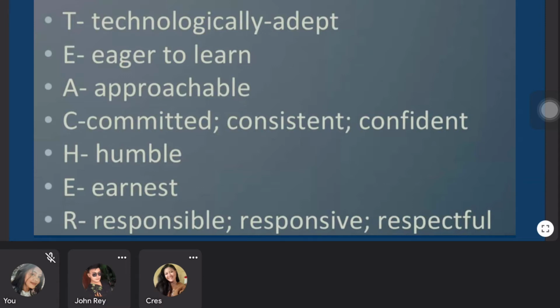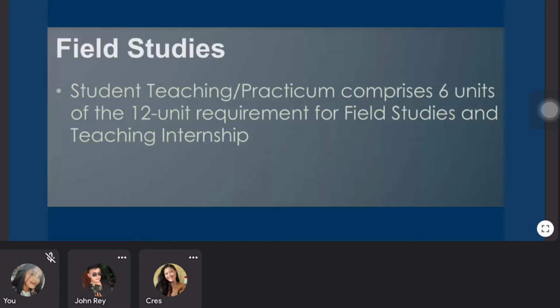Okay. So field studies, student teaching practicum comprises 6 units of the 12-unit requirement of field studies and teaching internship. So our field studies comprises 6 units. Okay.